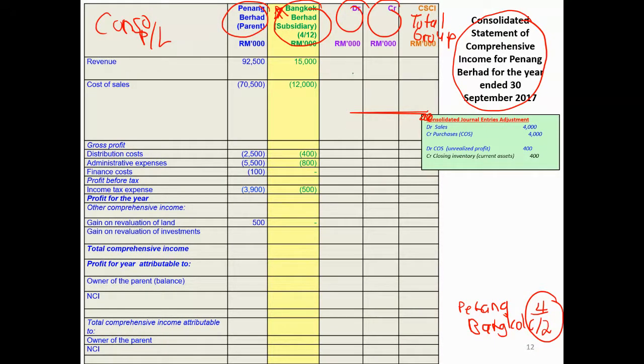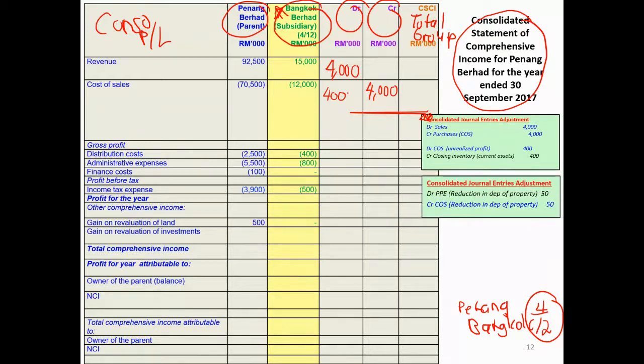So what I'm going to do is transfer to sales: debit sales, 4 million. Your purchases is your cost of sale, so you credit 4 million. And then your unrealized profit affects your cost of sale. So what must you do? You have to debit cost of sale for 100K. So you can see that you have each journal entry adjustment inside your worksheet.